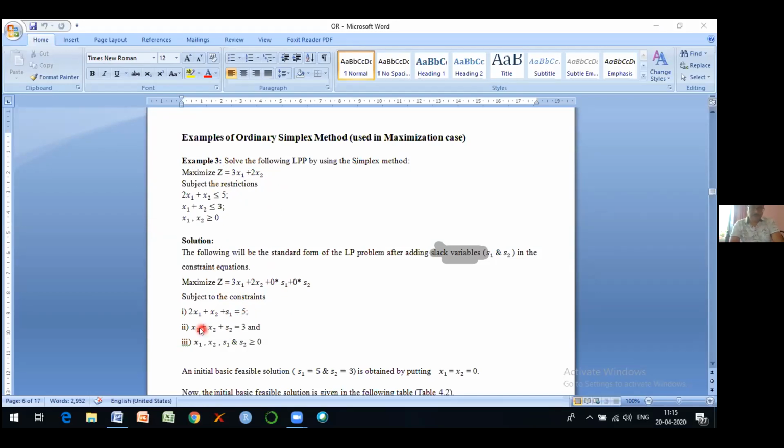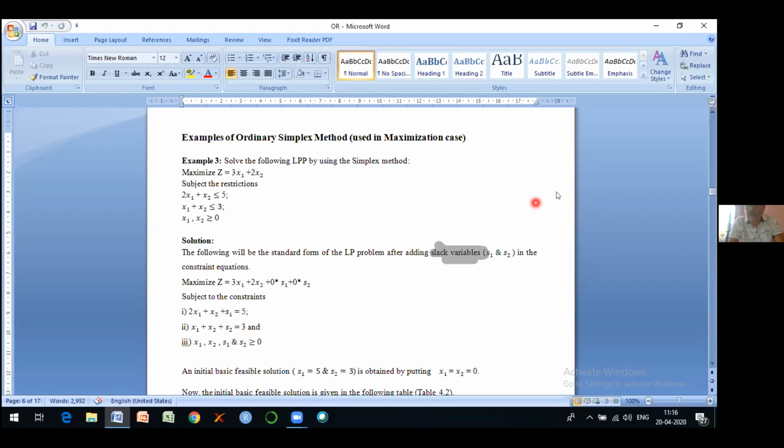So here, 2x1 plus x2 plus s1. That means the coefficient of s1 is 1. Here we also have to write s2, but its coefficient will be 0. We made a mistake; here you have to write 0 s2. And here we have to write x1 plus x2 plus 0 s1 plus s2 equal to 3.